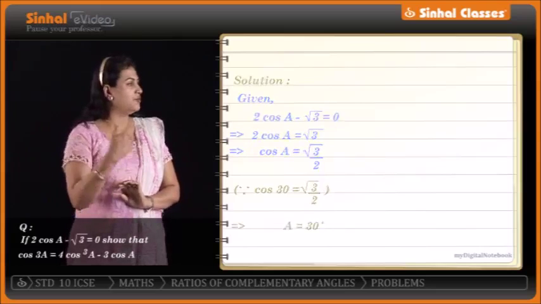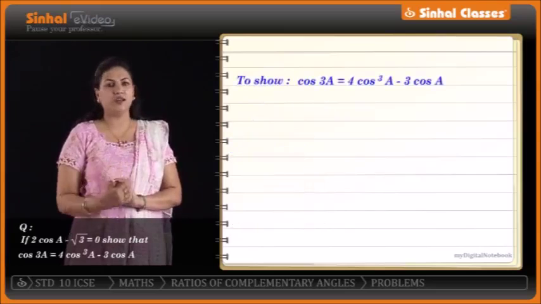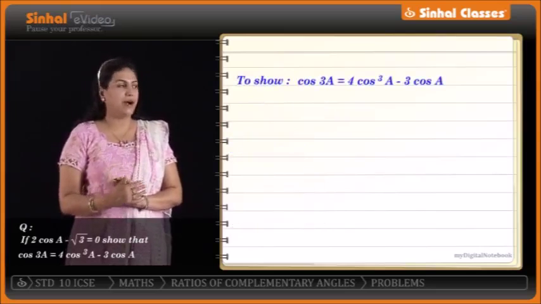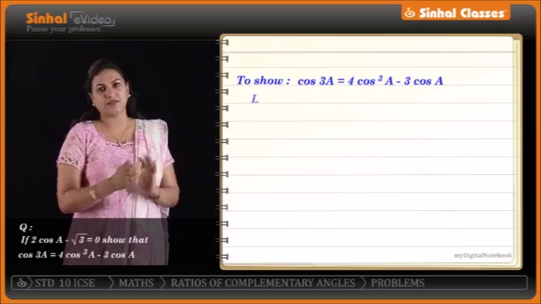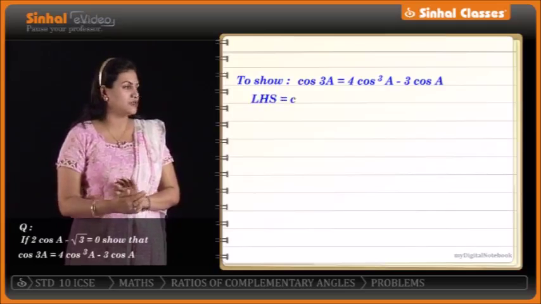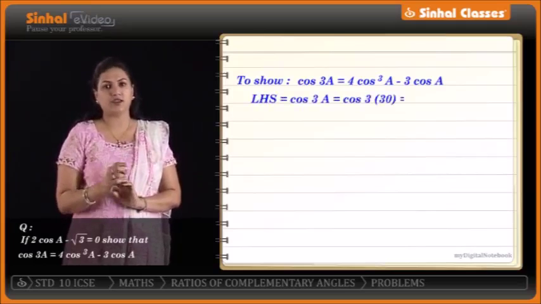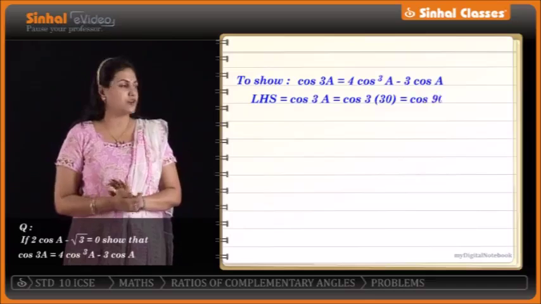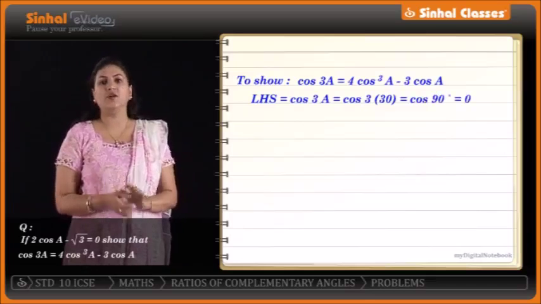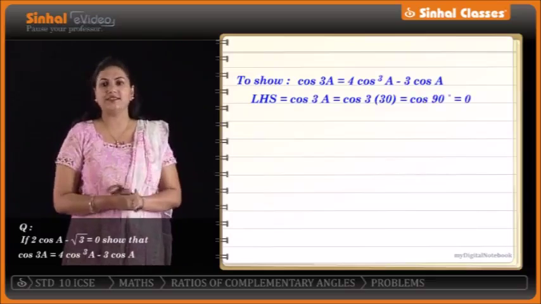Now, we can prove cos 3a equal to 4 cos cube a minus 3 cos a. We start with the LHS, that is cos 3a. Cos 3a is equal to cos 3 into 30, that's cos of 90. Now, what is cos of 90 degrees? It's 0. So, we have got LHS as 0.